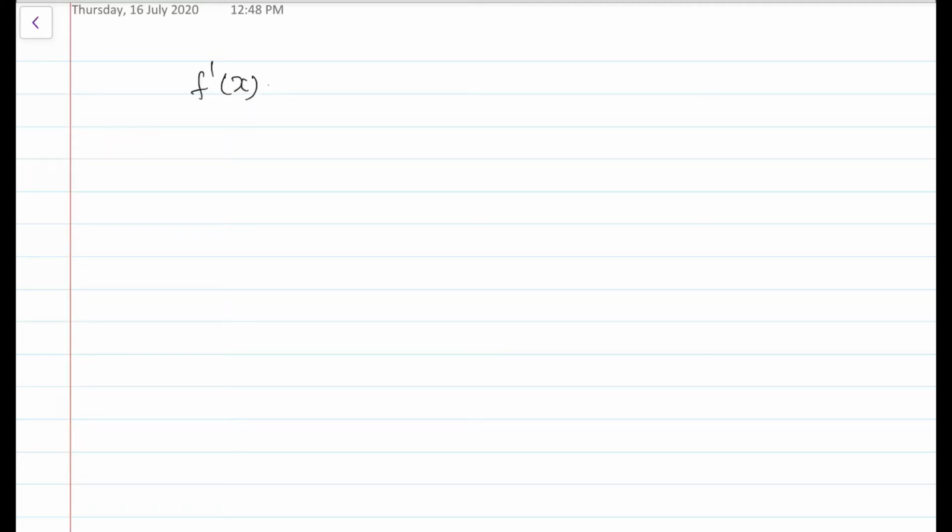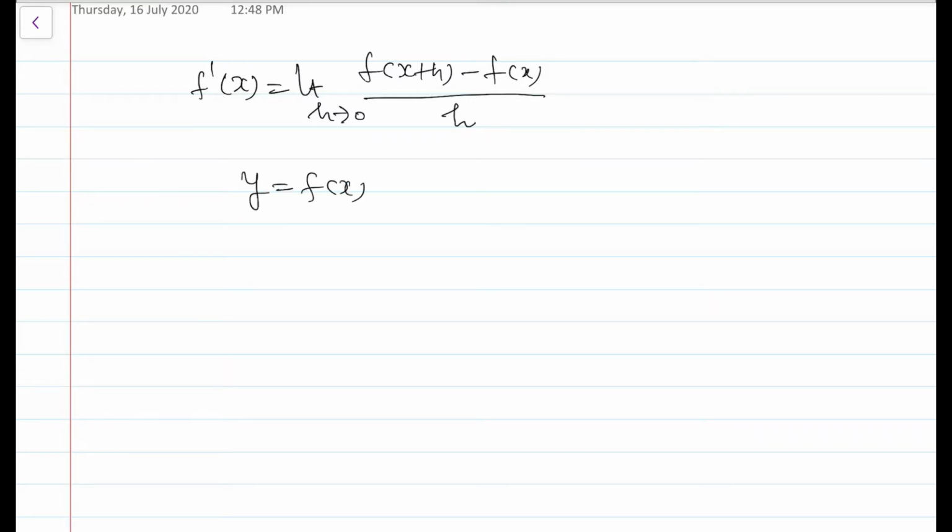f prime x is equal to limit h tends to 0, f(x plus h) minus f(x) divided by h, whenever this limit exists and is defined. Derivative of function y is equal to f(x) can also be written as dy by dx or y1 or y prime.